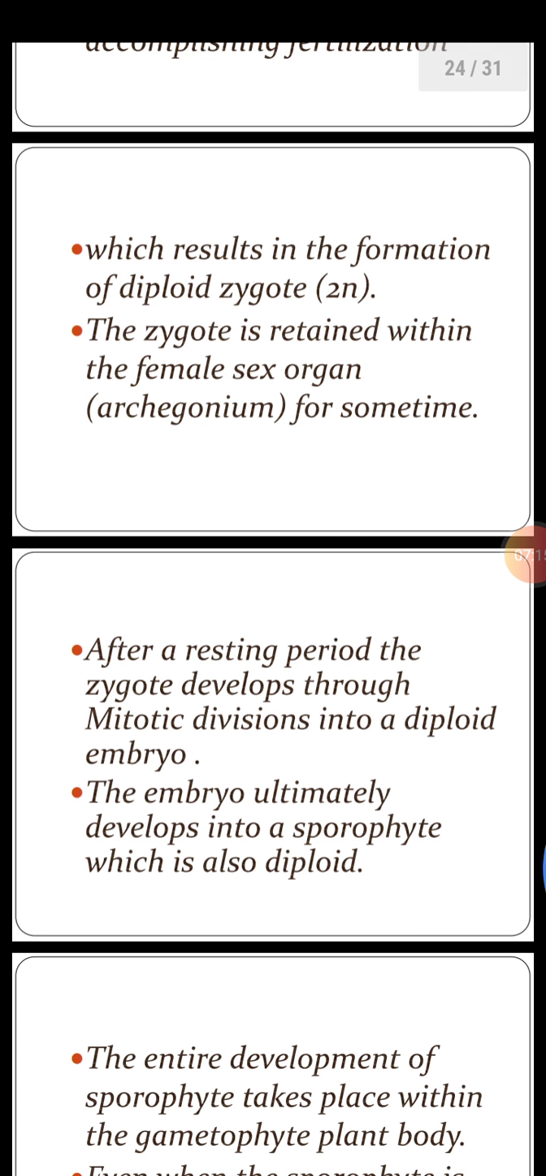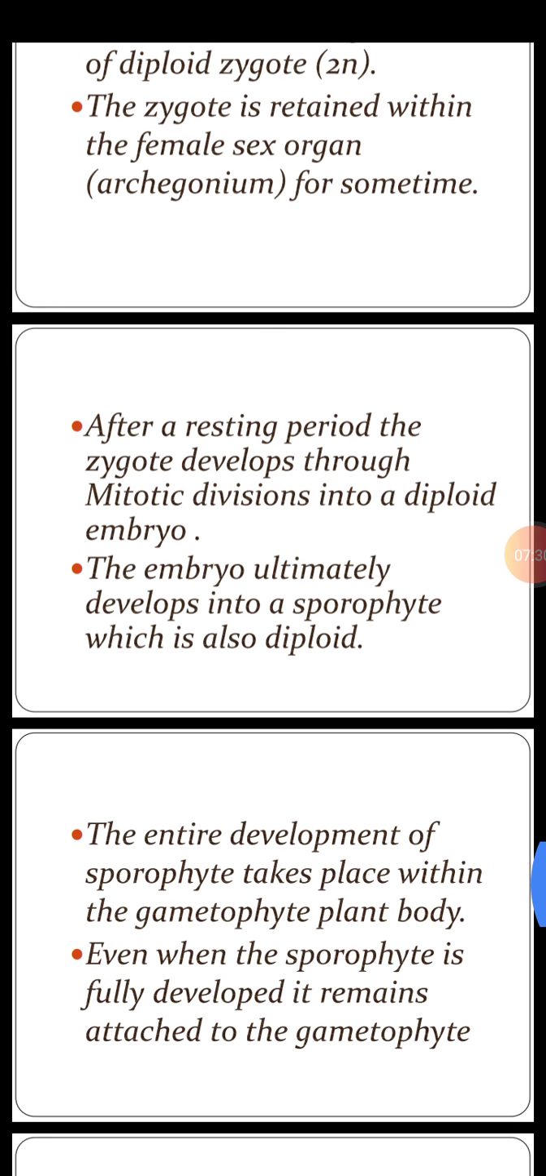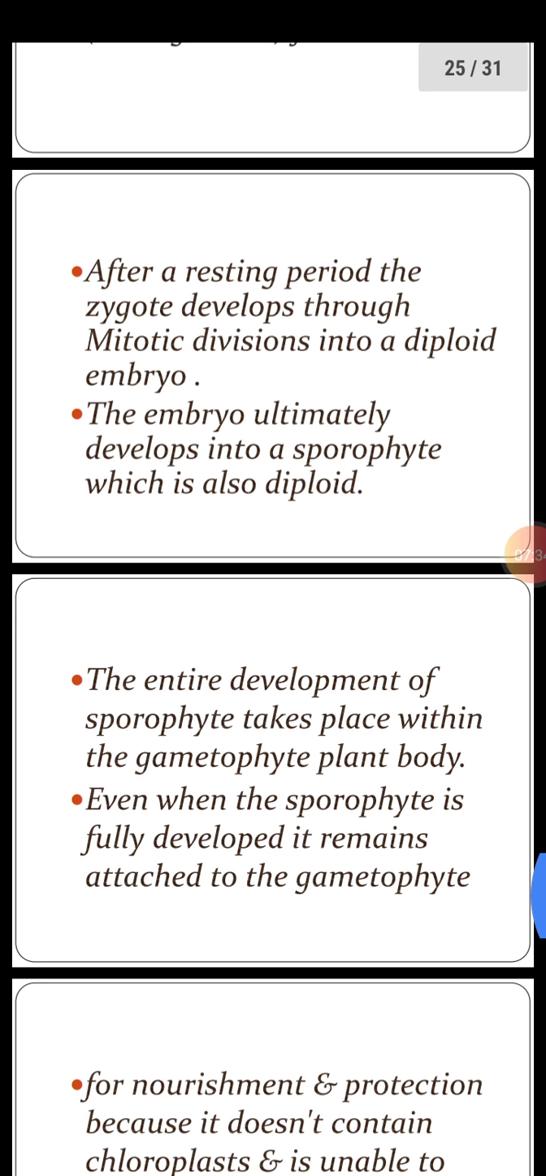Then after a resting period, the zygote develops through mitotic divisions and changes into a diploid embryo. That is, diploid zygote will change into diploid embryo. This embryo ultimately develops into a sporophyte, which is diploid. So there are two types of generations. One is diploid sporophyte, spore producing, and the other is haploid, gamete producing, gametophyte generation.